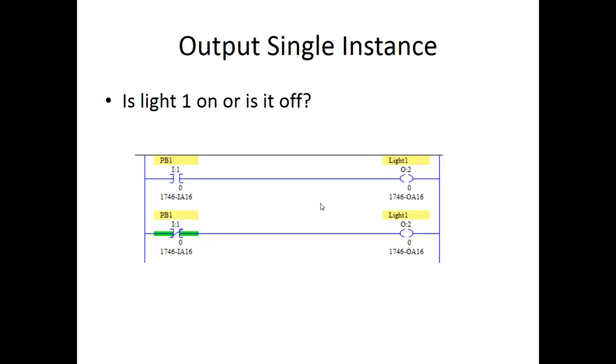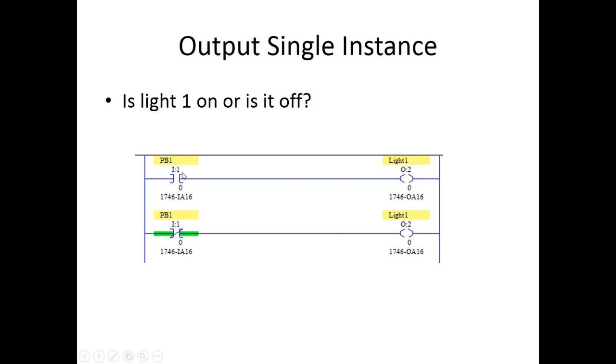Okay. So an output of a single instance. You can only use an output once. So I've got a no-no that I've shown here. I've got light 1 here, and I've got light 1 here on 2 rungs. You can only use it once. What does that mean? Well, let's take a look.